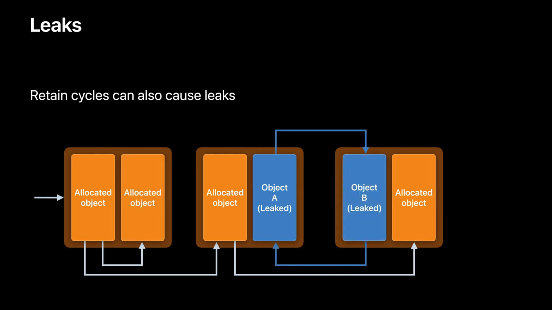A common way objects leak in Swift is via retain cycles. In this diagram, objects A and B are in a retain cycle. They reference one another, but there are no external references to either of them. This means the process can't access or free either of them, so they're considered leaked.